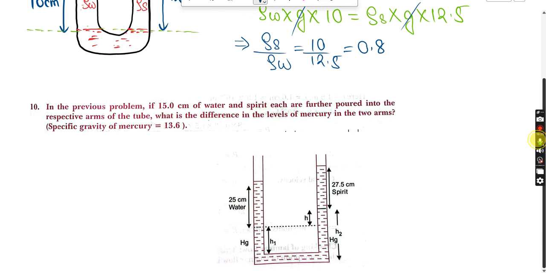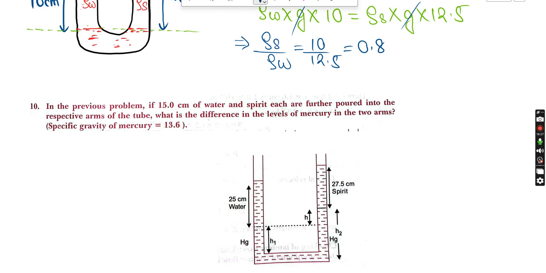Again there is another part which is left out, right? I have just added the same question on the same page here. Now see, they are saying that in the previous problem, 15 centimeter of water and spirit each are further poured into the respective arms of the tube, right? Respective arms means, if suppose earlier they were coming up to this much level, now we have added water, so here we have added water of 25.